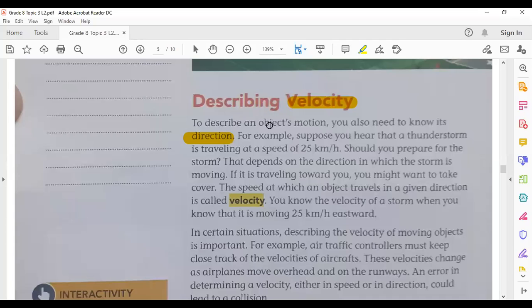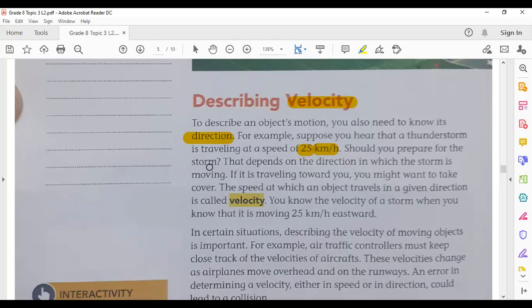To describe an object's motion, you also need to know its direction. The direction is very important. For example, suppose you hear that a thunderstorm is traveling at a speed of 25 kilometers per hour. A thunderstorm is like a storm, but with thunder. So, should you prepare for the storm? It depends on the direction of the thunderstorm.